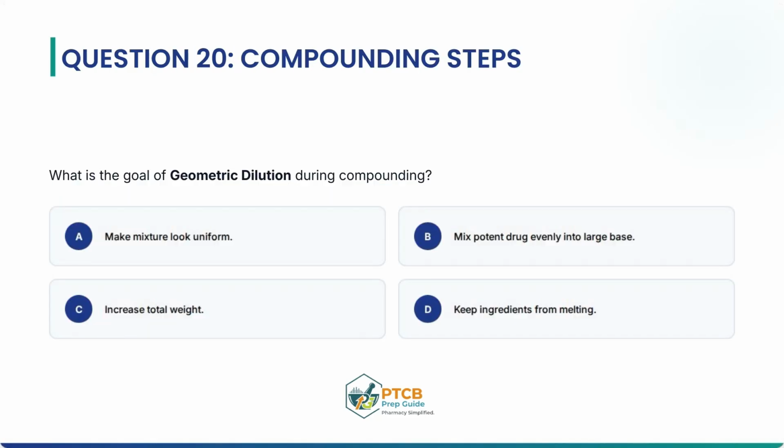What is the goal of geometric dilution during compounding? Option A, to make the mixture look uniform. Option B, to ensure a small amount of potent drug is mixed evenly into a large base. Option C, to increase the total weight. Or option D, to keep the ingredients from melting.